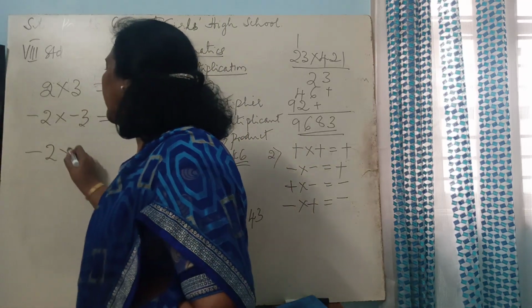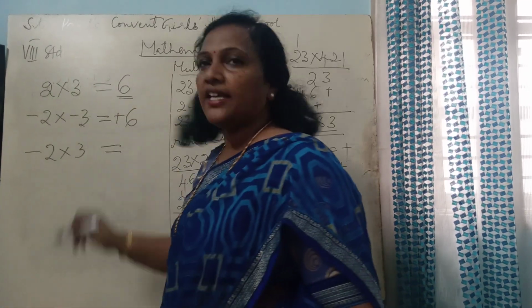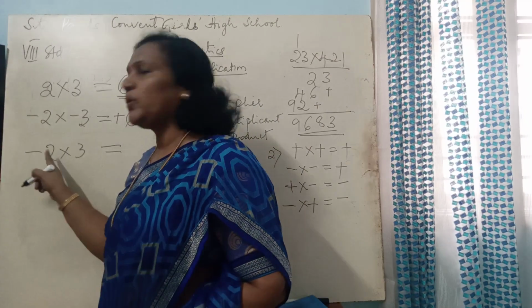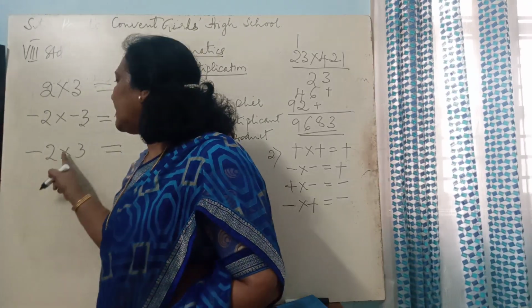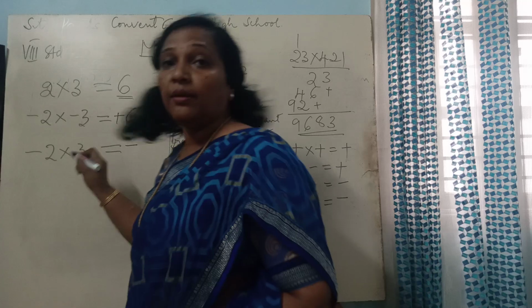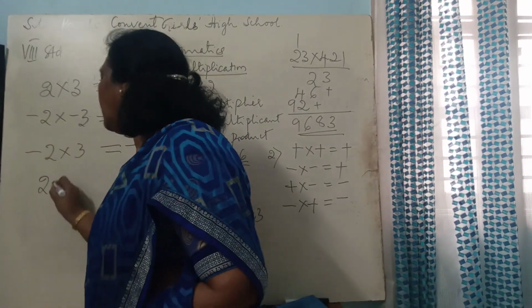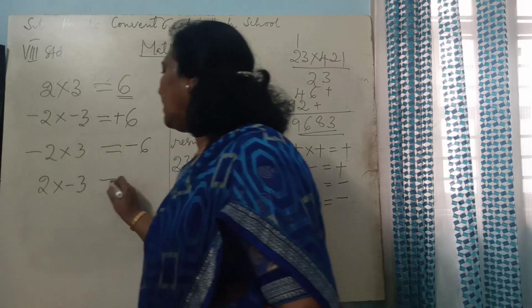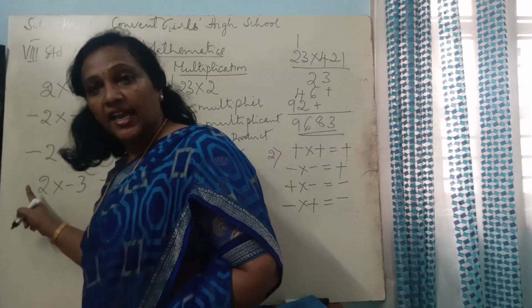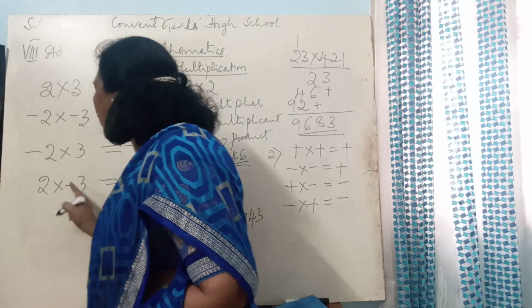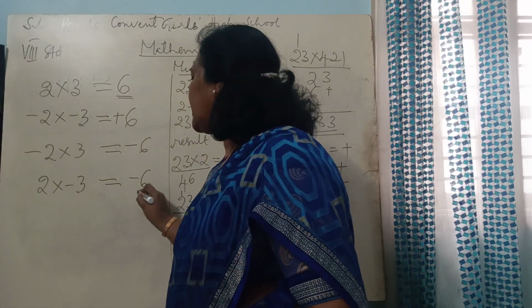Minus 2 into 3. You see here different signs. 3 is having plus sign and 2 is having minus sign. Minus into plus is minus. Then multiply the numbers. 2 3s are 6. 2 into minus 3. Again 2 is having what sign? Plus. Good. Plus into minus, minus. 2 3s are 6.